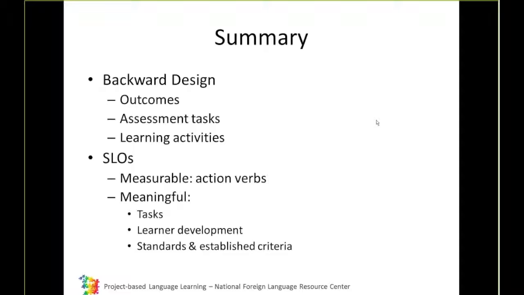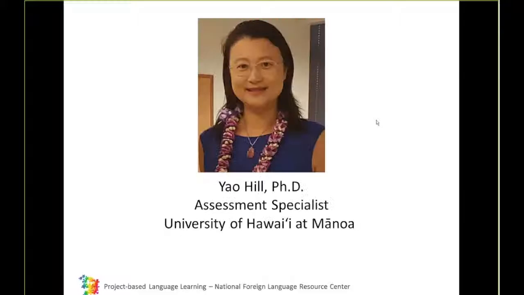To make our student learning outcomes good outcomes, we need to make sure they are measurable. Using operationalized action verbs is the best way to make your SLOs measurable. To make them meaningful, we have to think about the real-world tasks students have to perform beyond the project, think about their learner development stages, and think about the established standards and criteria. And that's all for my talk.